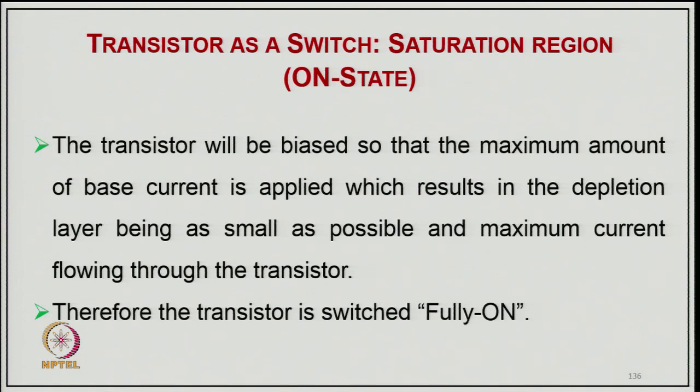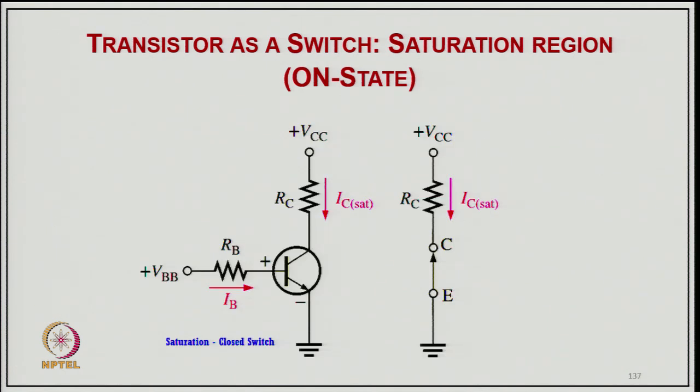So, transistor as a switch: let us consider first the switch on, in the saturation region. The transistor will be biased so that a maximum amount of base current is applied, which results in the depletion layer being as small as possible, and maximum current can flow through the transistor, and this current is decided by the external circuit. And we say the transistor is switched on, fully on. Ideally, this should have 0 voltage across the transistor, which in saturation is typically 0.3 volt for a silicon transistor, and this is the typical mode.